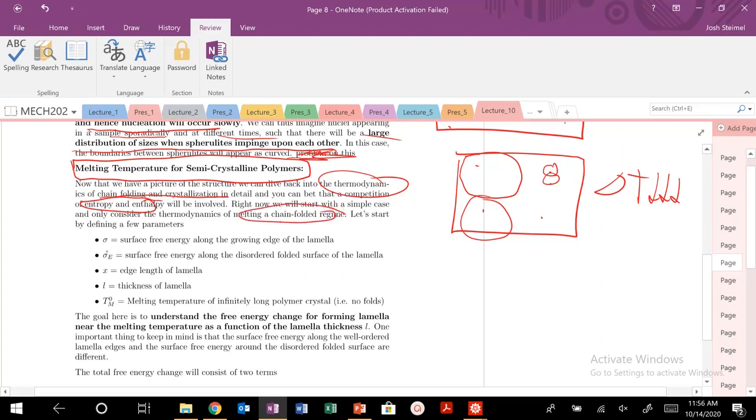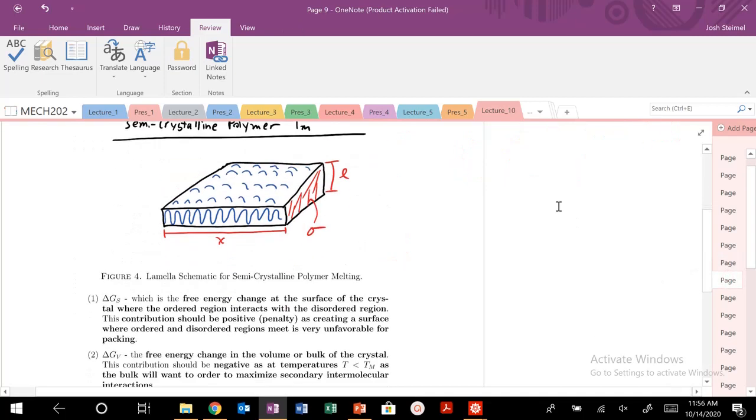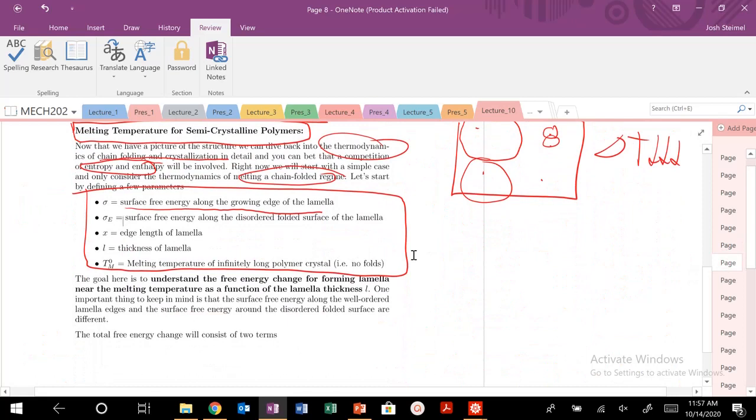So we need to define a couple of key parameters here, as we typically want to do. Sigma is going to be the surface free energy along the growing edge of the lamella. So we're going to have to flip back and forth, unfortunately. So this is our sigma. That is the growing edge, the surface energy. We're going to have to multiply that by a surface area.